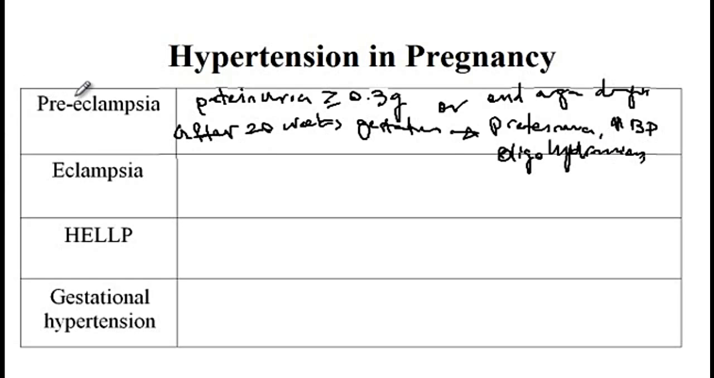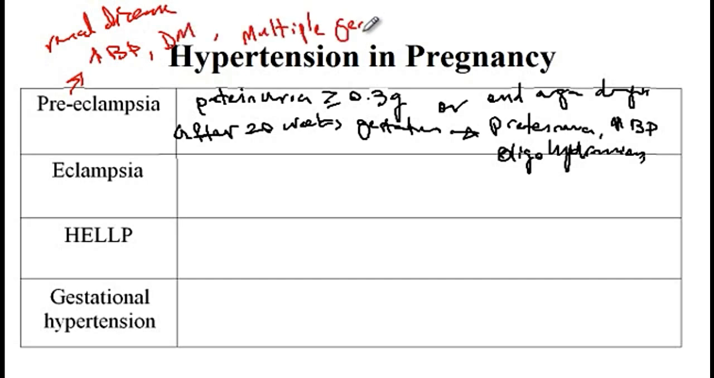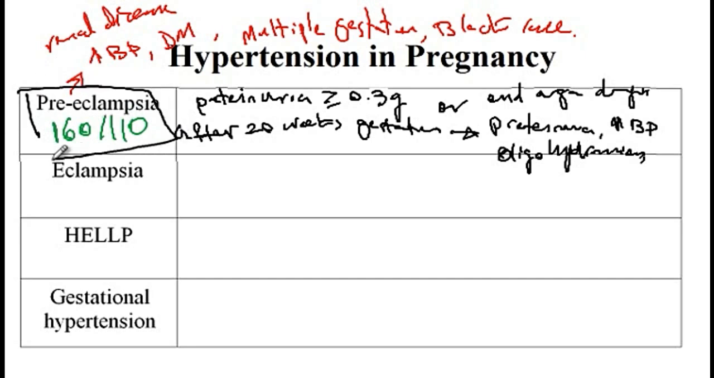Risk factors to preeclampsia include chronic renal disease, high blood pressure prior to pregnancy, diabetes, multiple gestations, and black race. And then for the treatment of these patients, usually your goal is to bring the blood pressure below 160 over 110.